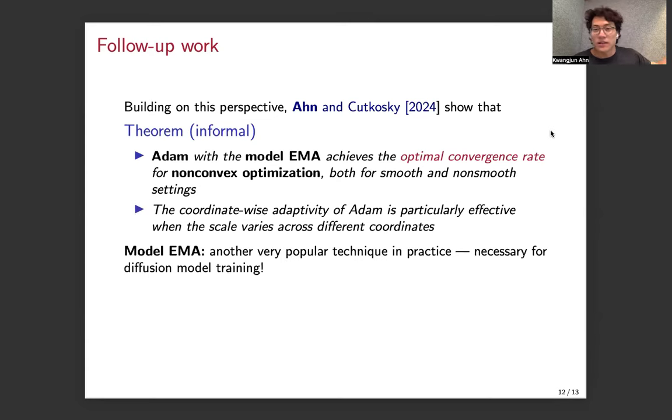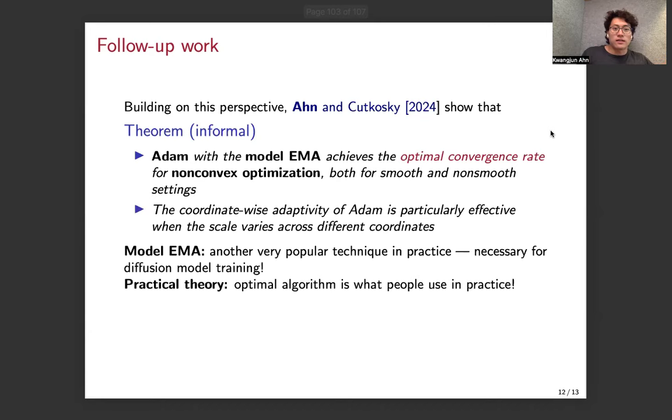So model EMA is another extremely popular optimization technique in practice, and it's been observed multiple times. It's even necessary for diffusion model training for high quality image generation. And with this, building on the perspective in this paper, this follow-up work was able to come up with a practical theory showing that the optimal algorithm is what people actually use to train neural networks or large models.